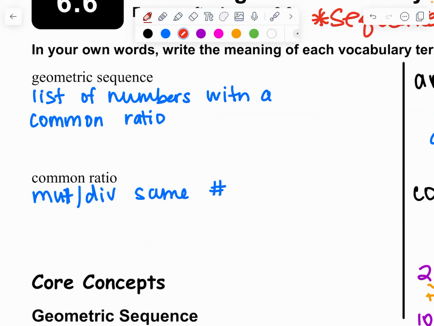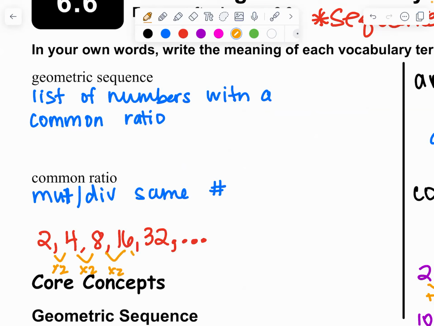So 2, 4, 8, 16, 32. This is an example of a geometric sequence. What would our common ratio be? We are multiplying by 2 from term to term. So if I take 32 over 16, we get a ratio of 2 over 1. If I take 16 divided by 8, we get a ratio of 2 over 1.